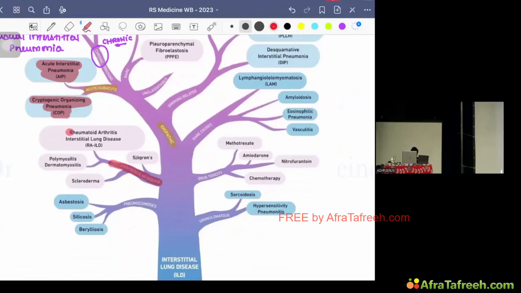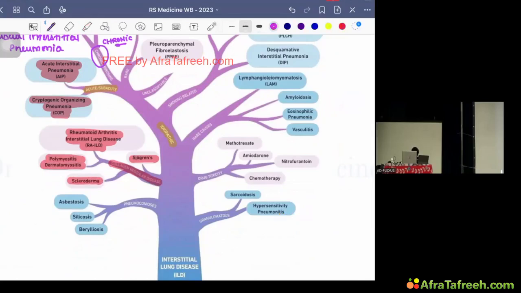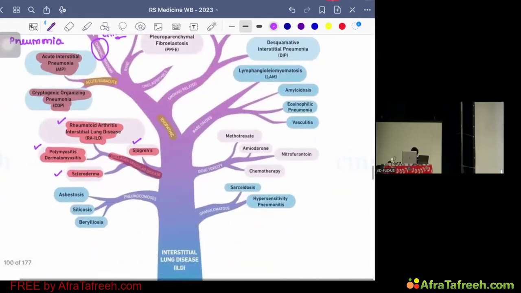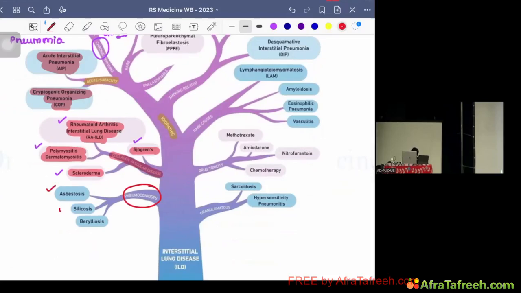Then we have collagen vascular diseases associated with ILD. Here we have rheumatoid arthritis, Sjogren's, polymyositis, dermatomyositis, scleroderma, which we have already seen. Then it is associated with pneumoconiosis. All pneumoconioses are associated, especially asbestosis, silicosis, and berylliosis. These three conditions are more commonly associated with interstitial lung disease.